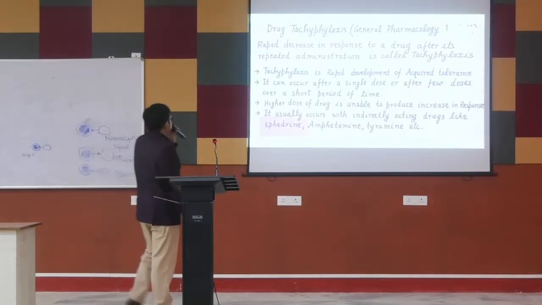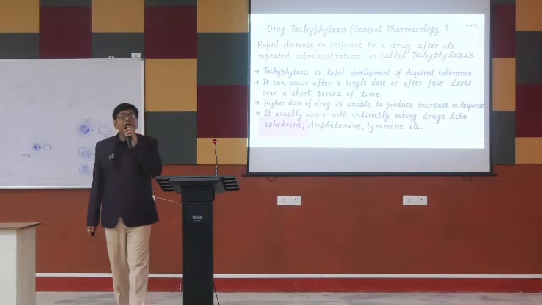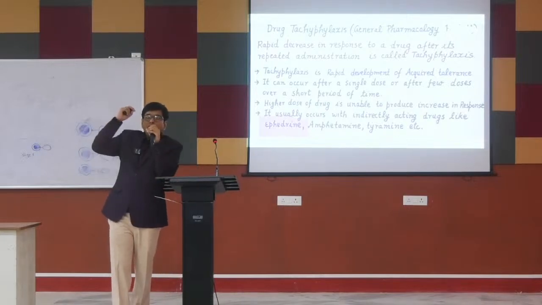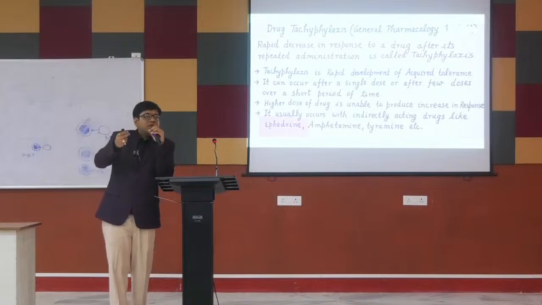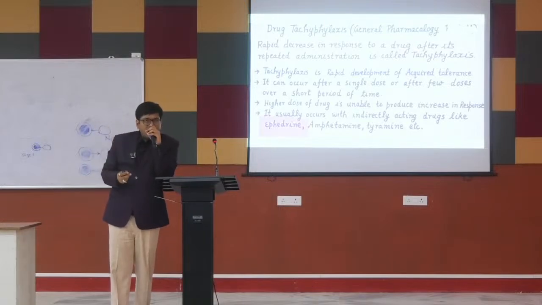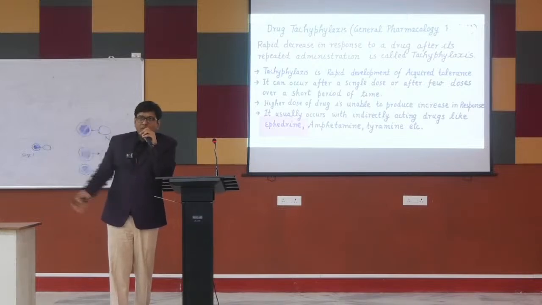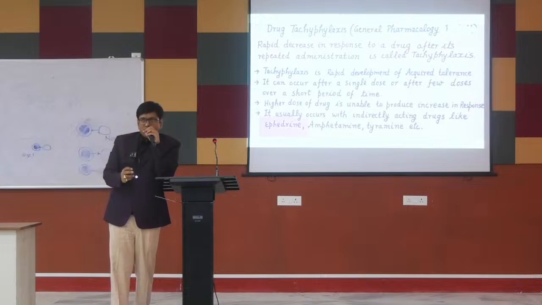Tachyphylaxis, what is tachyphylaxis? Tachyphylaxis is rapid tolerance. I told you, you give a drug to a patient, after a few months or a year, the same dose of the drug is not producing the desired effect. But in case of tachyphylaxis, what happens? You give the drug to a patient, immediately in the second dose, you see the response comes down. In the third dose, you see the response further comes down. Okay? This happens in some special cases where there is rapid development of tolerance, and that is called tachyphylaxis.